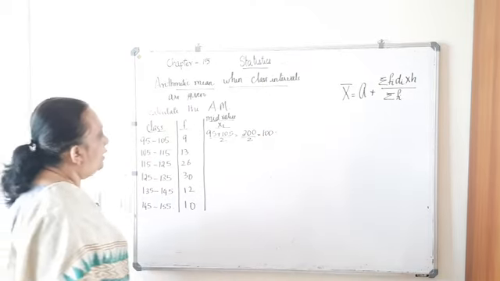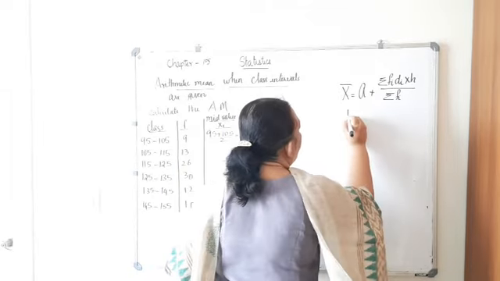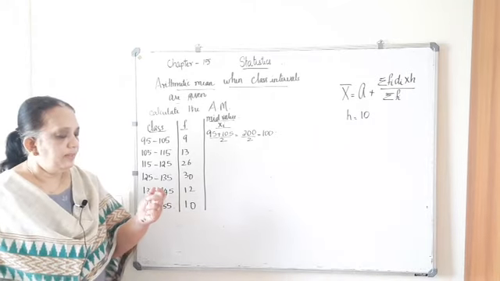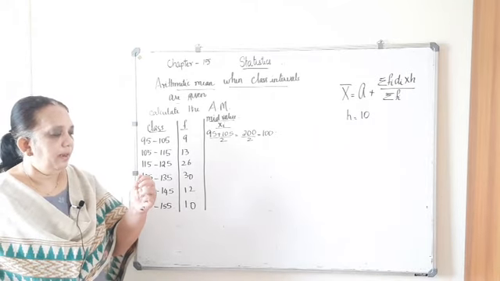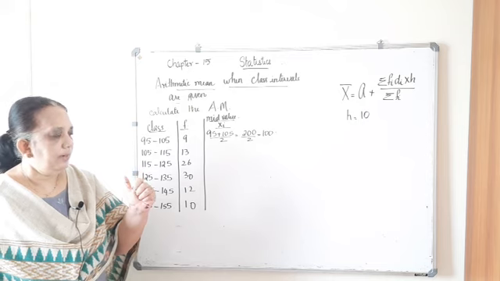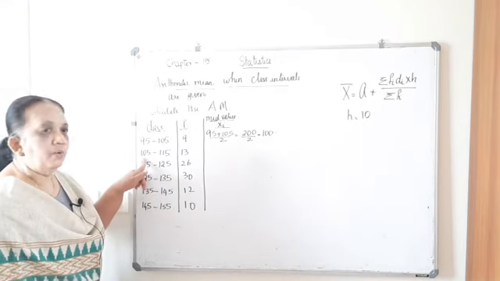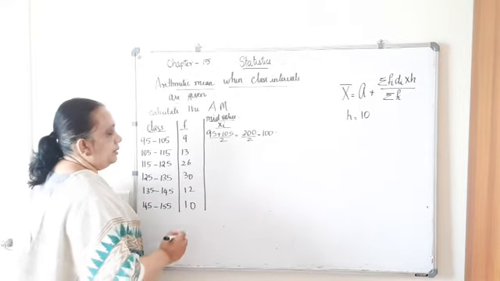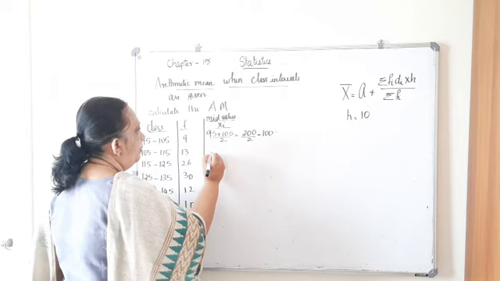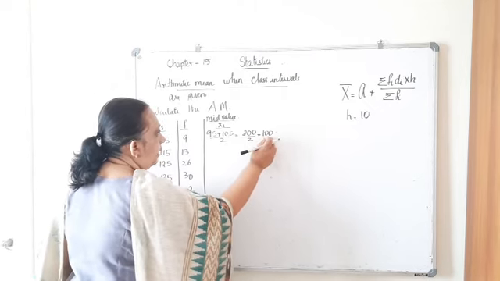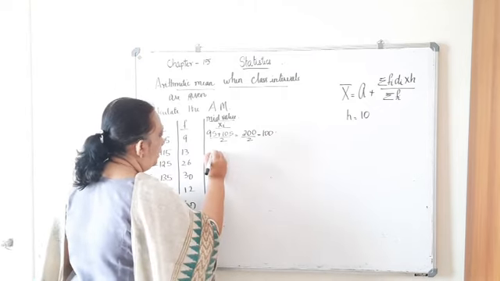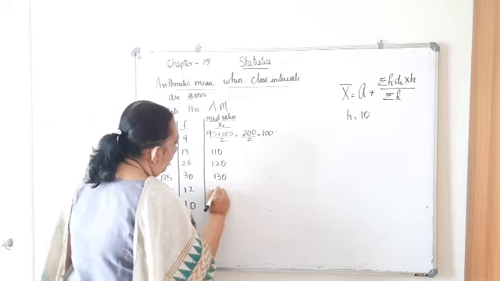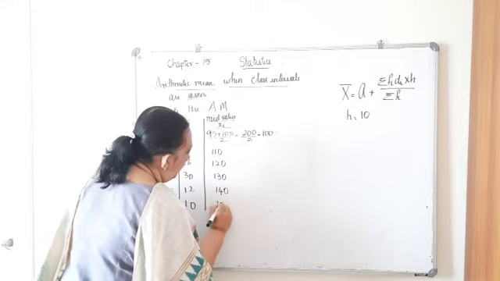Now find out the class width. What is the class width? H is equal to 10. That is 95, 96, 97, 98, 99, 100, 101, 102, 103, 104. 105 is included in the second class. So H is equal to 10. Next middle value: with 100 you add the class width. That is 110, 120, 130, 140, 150.